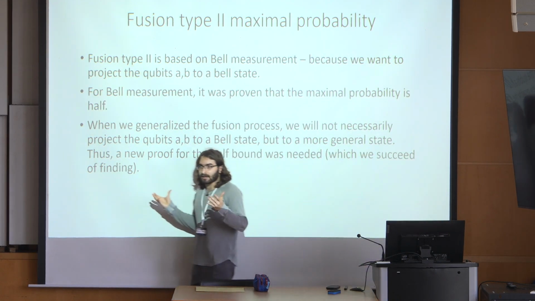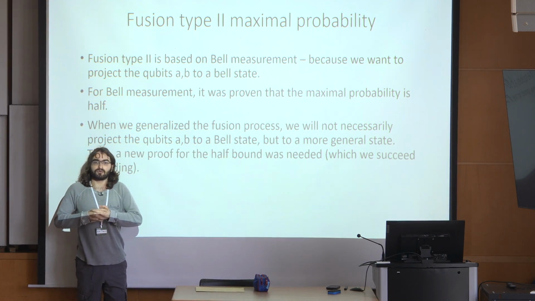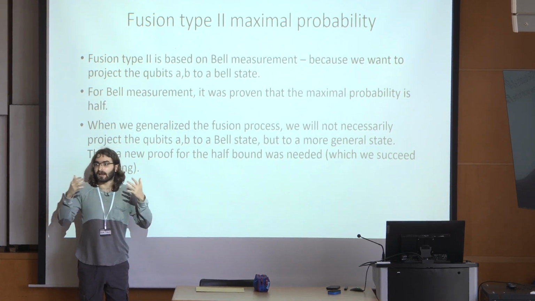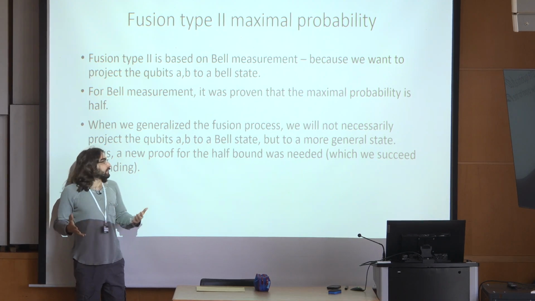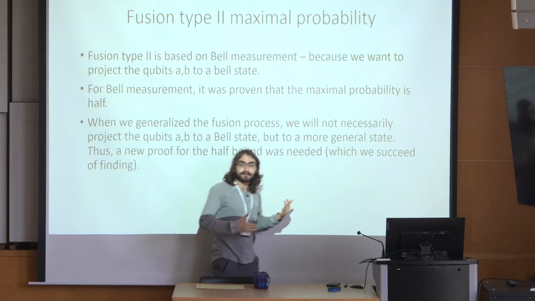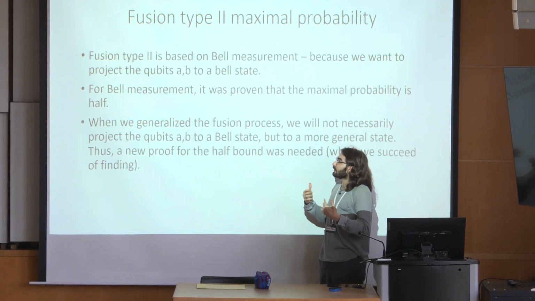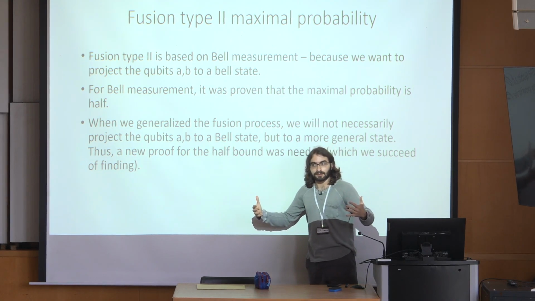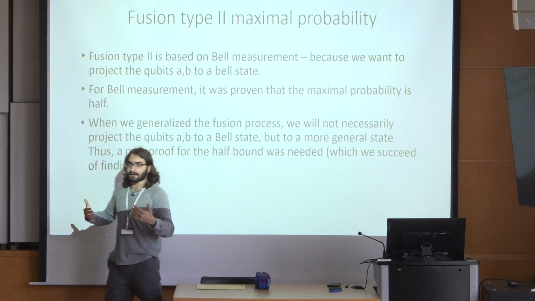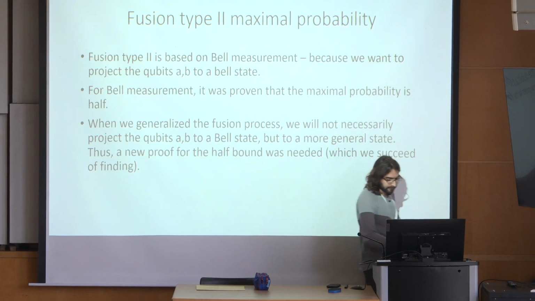And in general, we can ask, may there be a different way to create a Bell state projection with higher probability? This is actually what we call Bell measurement, and it has been proven that Bell measurement has a maximal probability of half when using only linear devices. This probability can be larger when adding ancilla qubits, but without them, it's half.